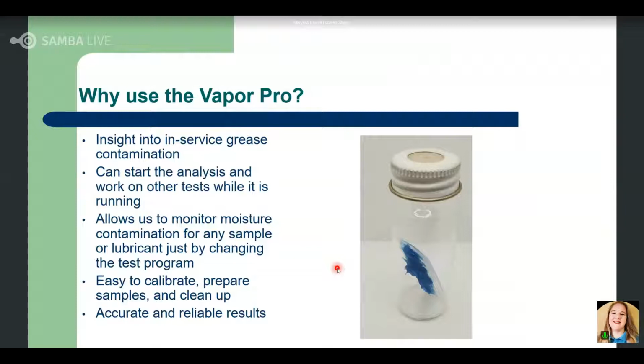It also allows us to measure moisture contamination for any different type of lubricant by just simply changing the test program as shown earlier. It's super easy to calibrate, prep samples, and clean up, and I'll do a demonstration of that, of the prep and the cleanup. So it's super easy to do that, and it gives you very accurate and reliable results. And in here you can see that all you need to run the Vapor Pro is a simple bottle, a cap, and then a substrate of grease if you're running a grease test.